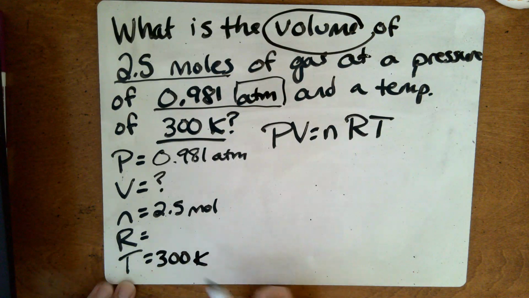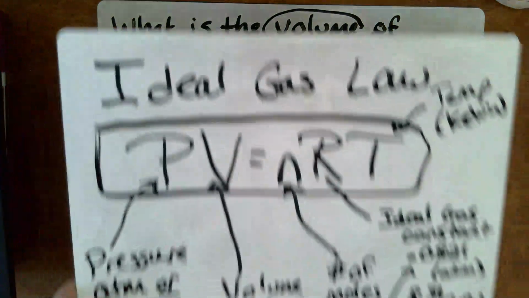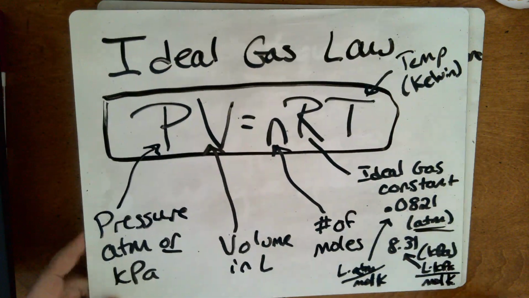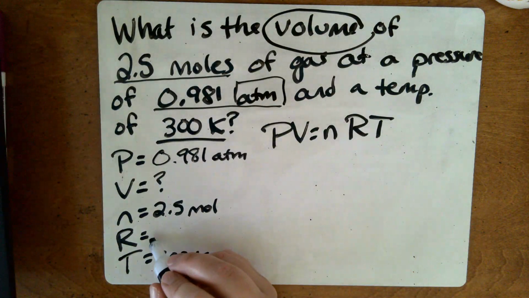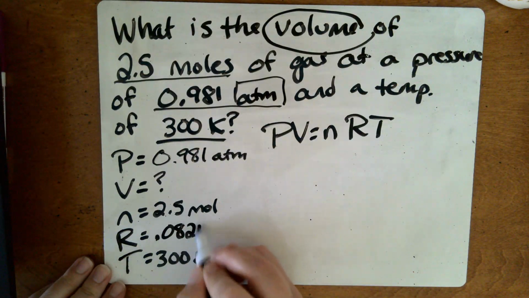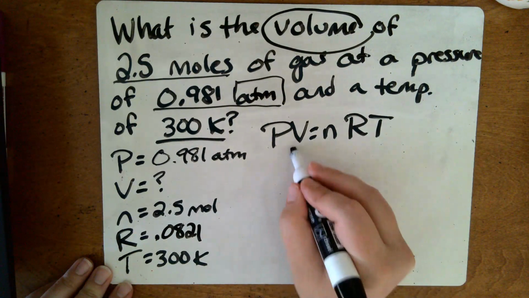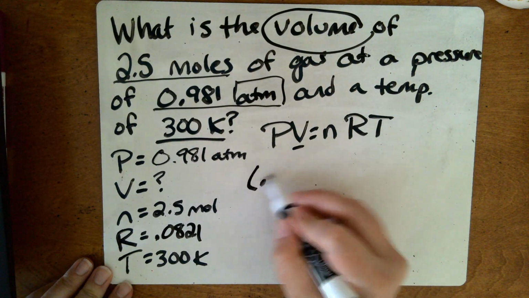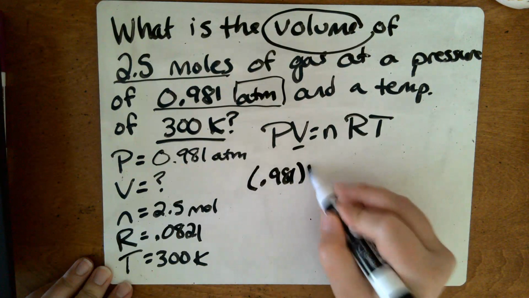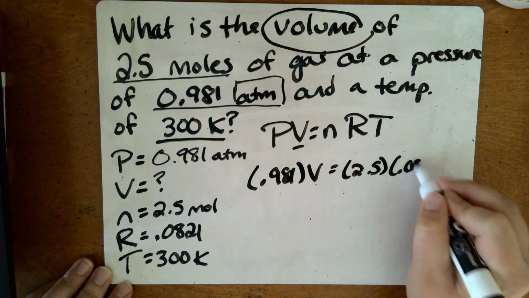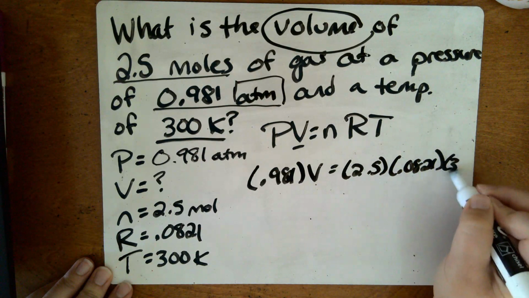Now you might be like, wait, but what's R? Remember that R is a constant. So I'm going to pick my value of R based on my units of pressure. Since my pressure is in atmospheres, I'll use 0.0821. And then I can substitute in my numbers and solve for my unknown, which is V. So I have 0.981 times V equals 2.5 times 0.0821 times 300.